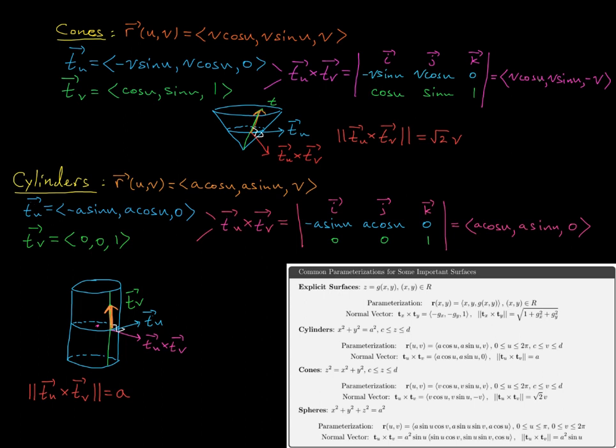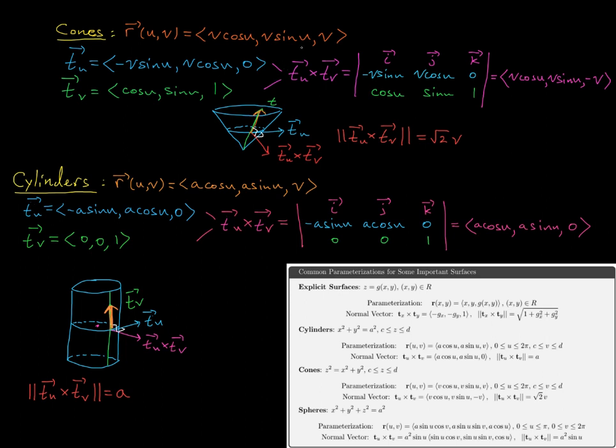Okay, now notice the similarities between the calculations for the cone and the cylinder. Here V, which was just the Z height, is determining the radius of one of these circular cross sections on your cone. And if I let U vary and I hold V constant, the U trace there is just that circular cross section. So Tu is just this tangent vector to that circle.